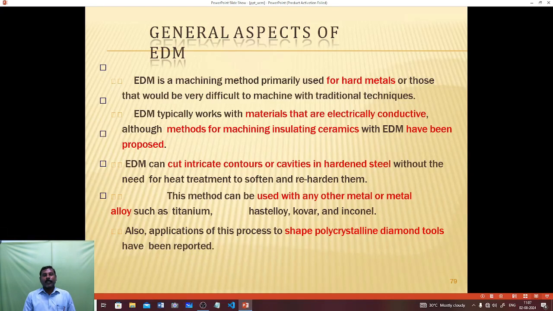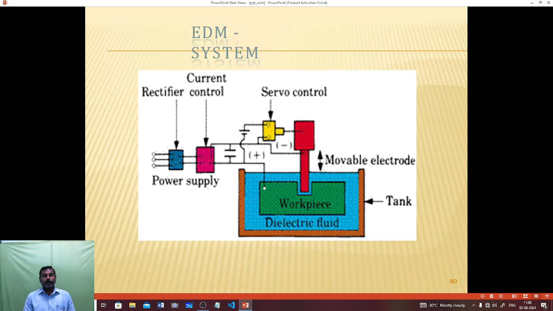EDM is a machining method primarily used for hard metals or those that would be very difficult to machine with traditional techniques. EDM typically works with materials that are electrically conductive, although methods of machining insulating ceramics with EDM have been proposed. EDM can cut intricate contours or cavities in hardened steel without the need for heat treatment to soften and reharden them. This method can be used with any other metal or metal alloys such as titanium. Also, applications of this process for shaping polycrystalline diamond tools have been cited.